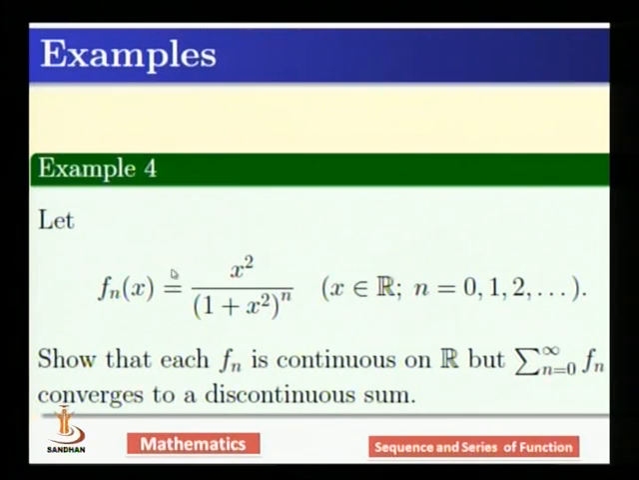Well, our second example is the following. Define fn(x) to be x squared upon (1 plus x squared) to the power n, where x is a real number and n can start from 0, so it is 0, 1, 2 and so on. The problem is the following: show that each fn is continuous on R, but the sum of fn converges to a discontinuous function.